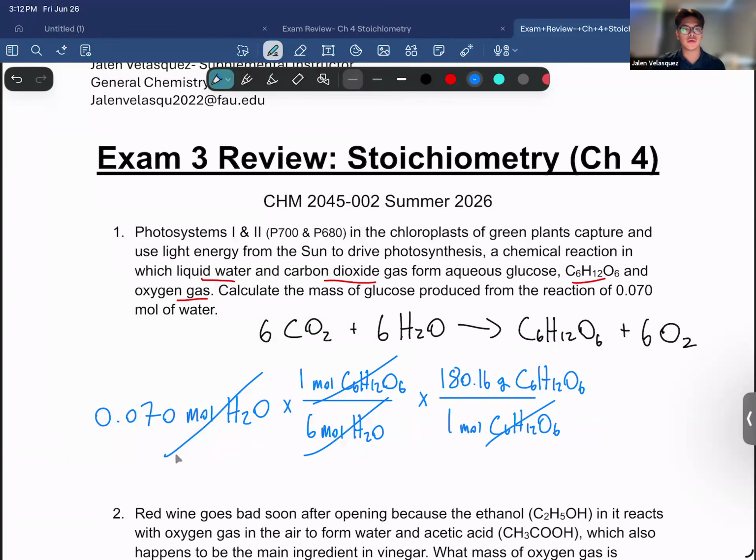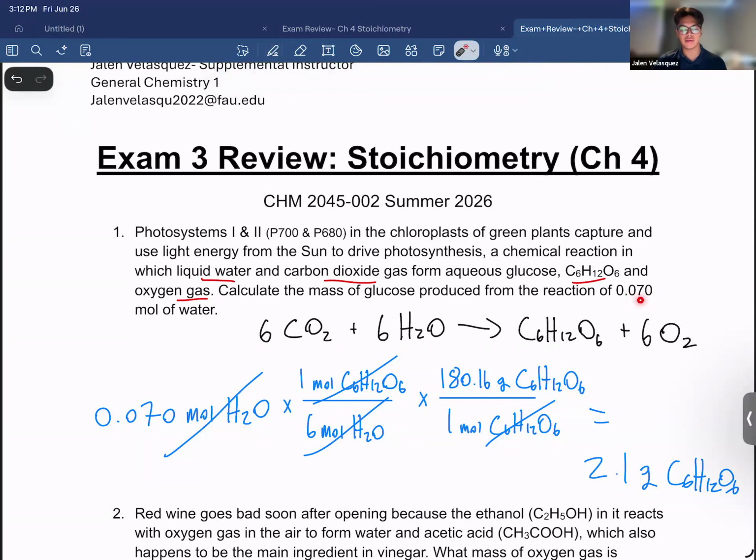Okay, so you just do 0.07 divided by 6 times 180. You will get an answer of 2.1 grams of glucose. Okay, and then you use 2.1, right? Because we have two sig figs in the number that's provided in the problem. So we have to keep two sig figs in our answer. Okay, so any questions about number one, going from moles to grams?